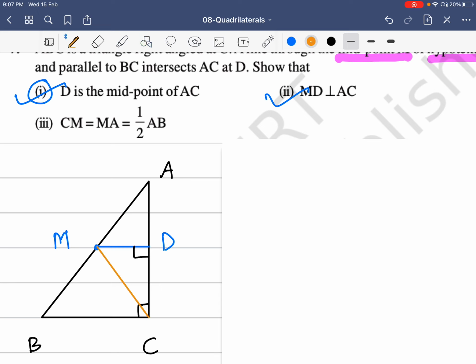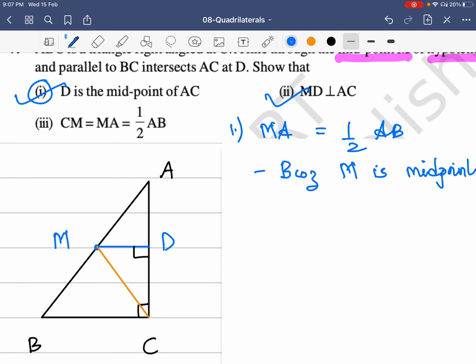Okay. So point number 1. So I'm going to just write here point number 1. MA is already half of AB, because M is the midpoint that is given. M is the midpoint of AB. So that is given to us. Now we have to prove that CM is equal to MA.